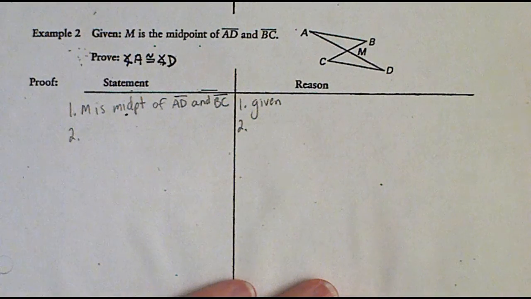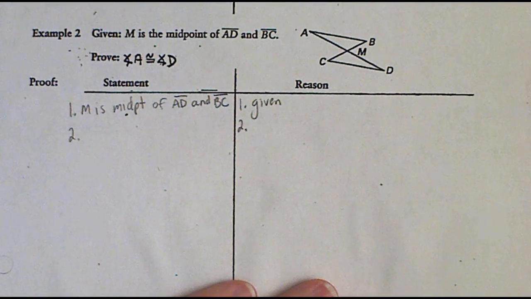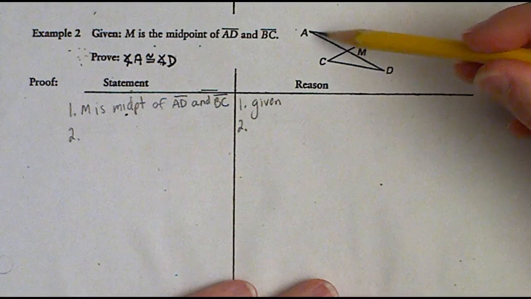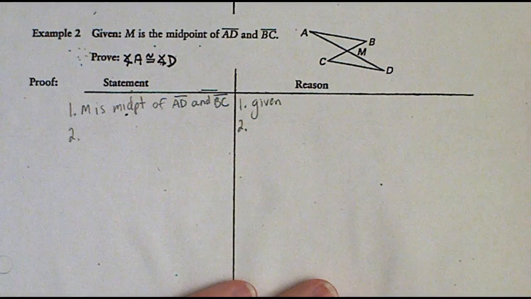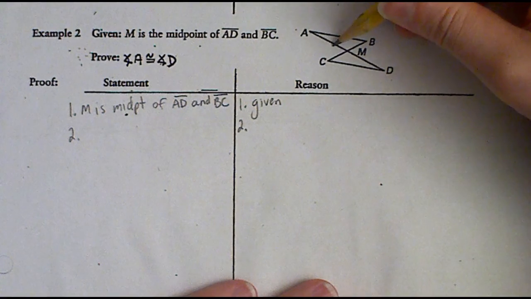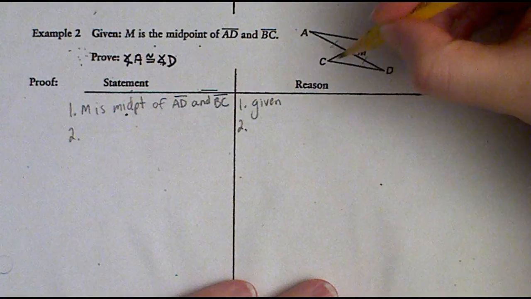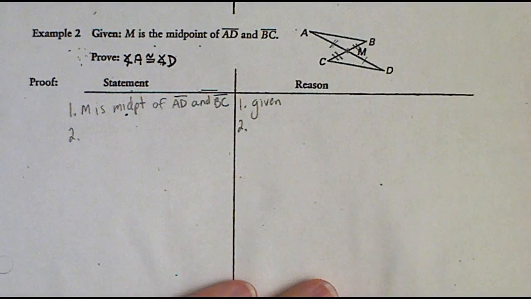Alright, let's go ahead and try example number 2. If you haven't already, jot down your given, and then we want to start marking up our picture like we always would. The first thing they tell us is that M is the midpoint of AD and BC. I would encourage you to pause the video, start marking up your pictures, and see if you can start proving that these two triangles are congruent. I would put tick marks on AM and MD, as well as BM and CM, because I know that M is the midpoint of both of those segments.